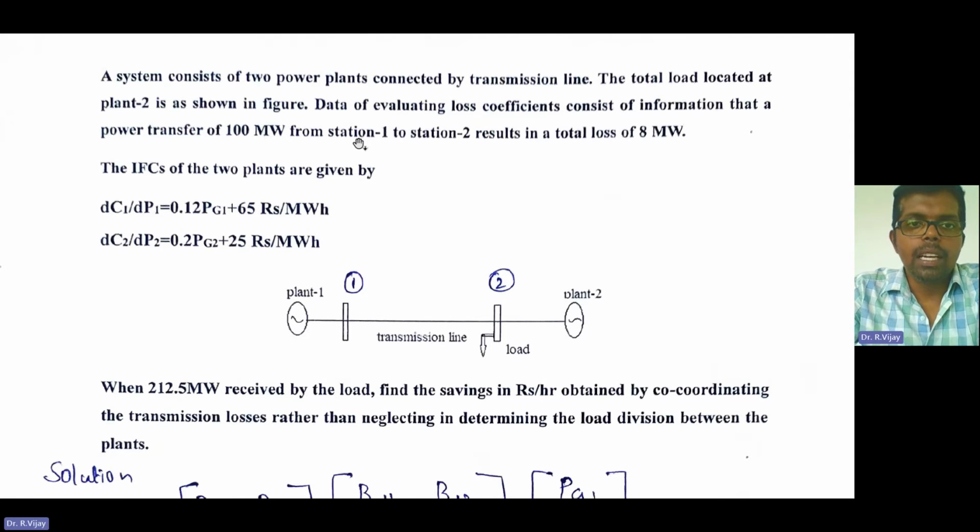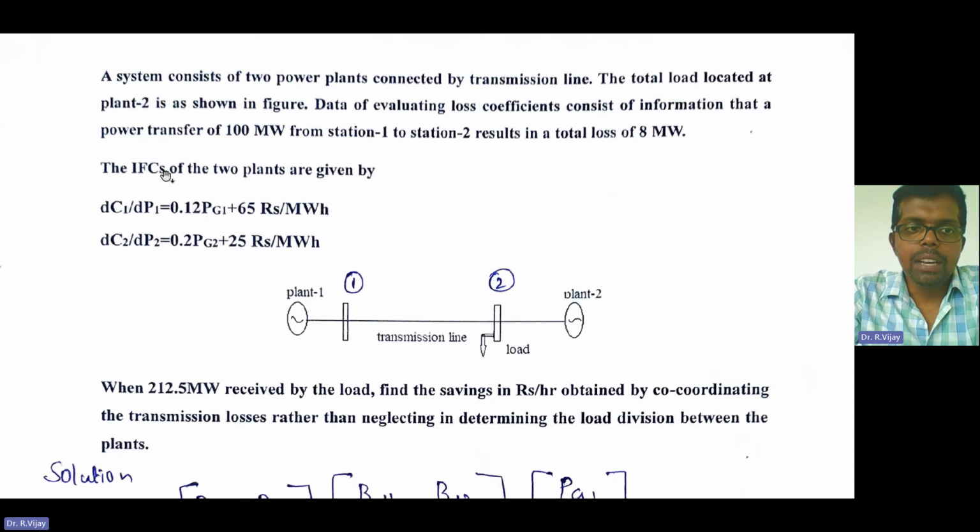Take down this problem. A system consists of two plants connected by a transmission line. The total load located at plant 2 is as shown in the figure. The data for evaluating the loss coefficient consists of information that a power transfer of 100 megawatt from station 1 to station 2 results in a total loss of 8 megawatt.